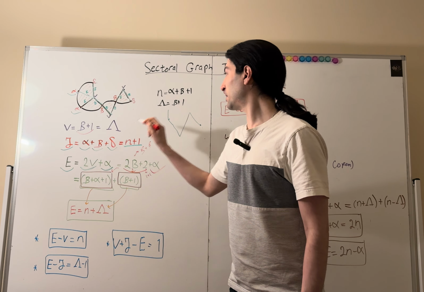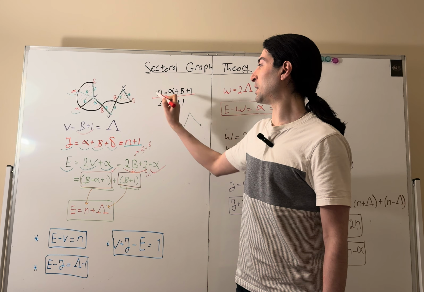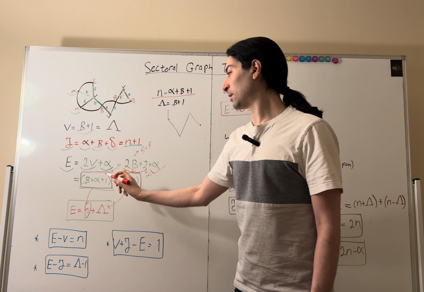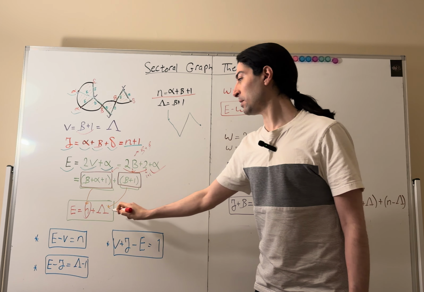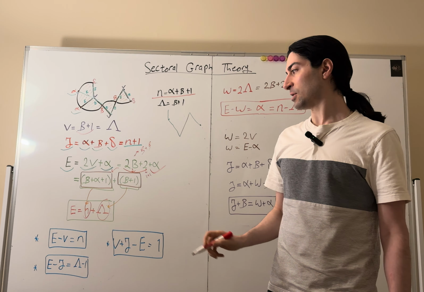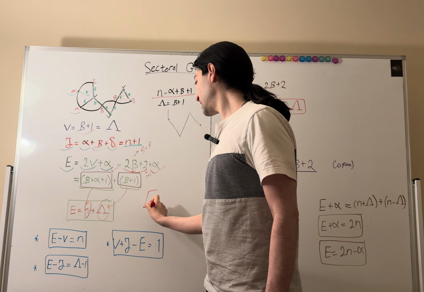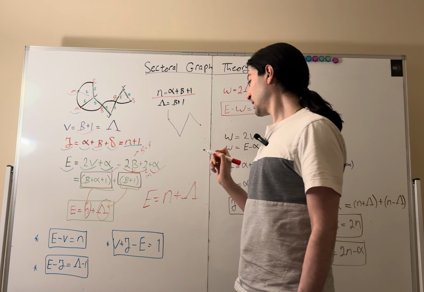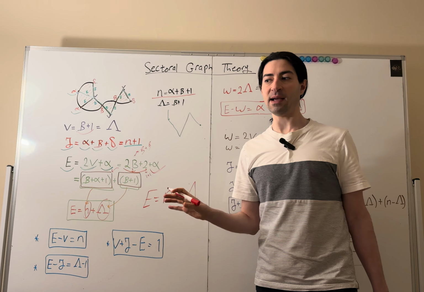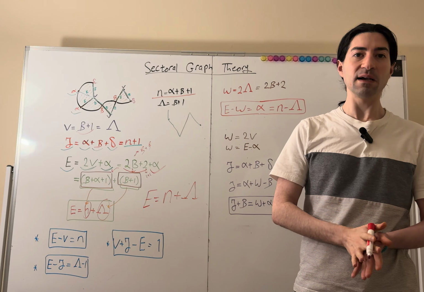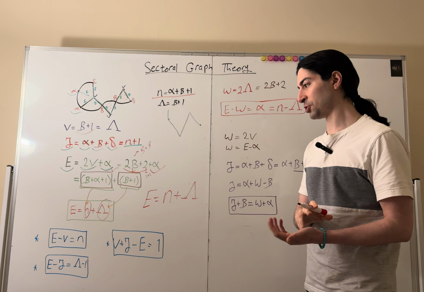And the reason we did this is because this equals the degree n. So we will say n. And we are left with beta plus 1, which is lambda. So E is equal to n plus lambda. So this is the first time we have something connecting the order and the degree of a sectoral structure.